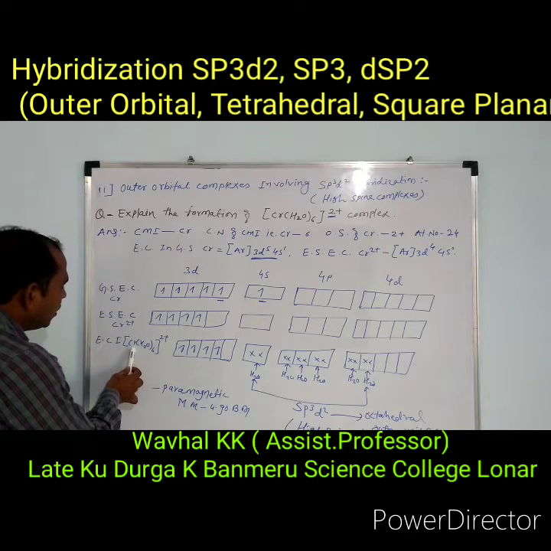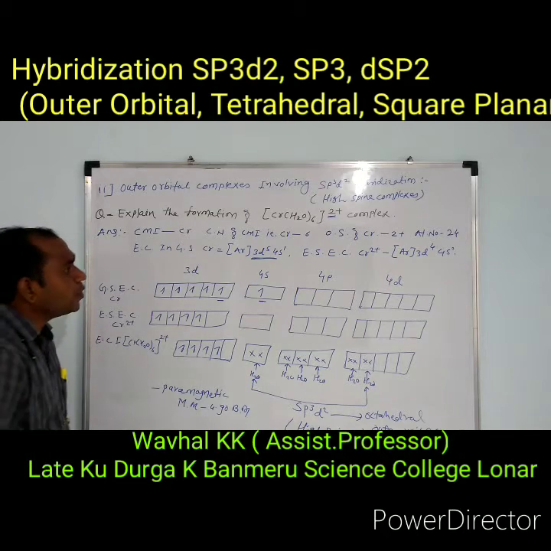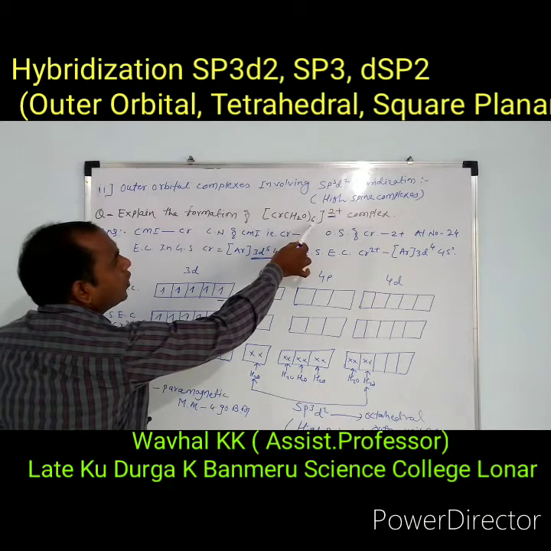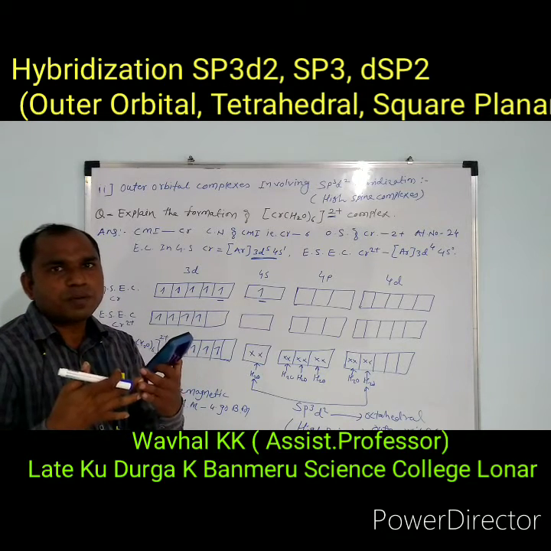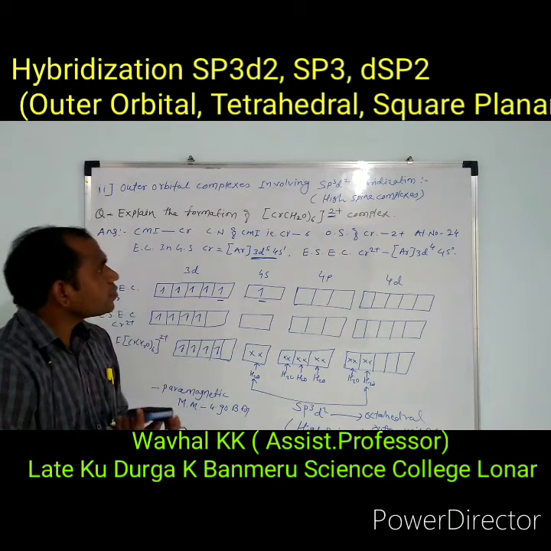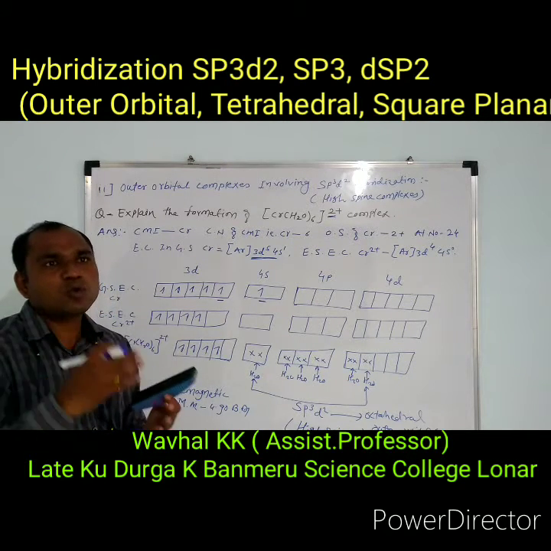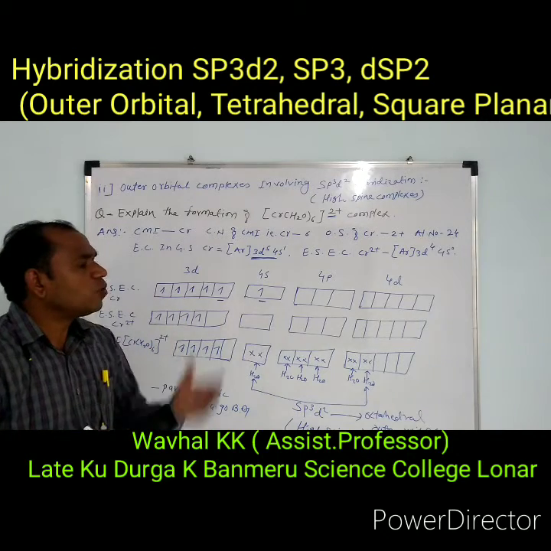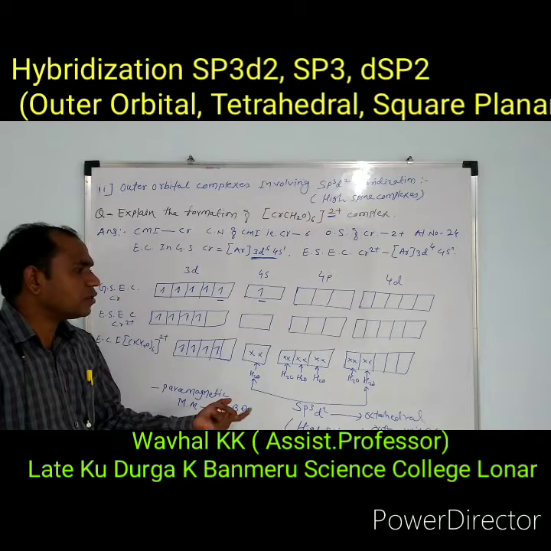Electronic configuration in the [Cr(H2O)6]2+ complex. See here what happens when 6 H2O molecules come close towards the chromium or central metal atom for bond formation. At that time, H2O has two lone pairs of electrons. Then one lone pair of electrons is donated into a vacant orbital.